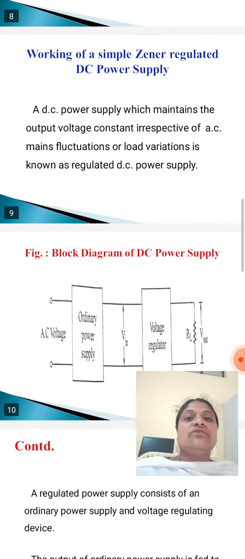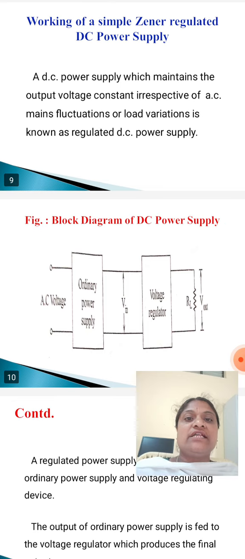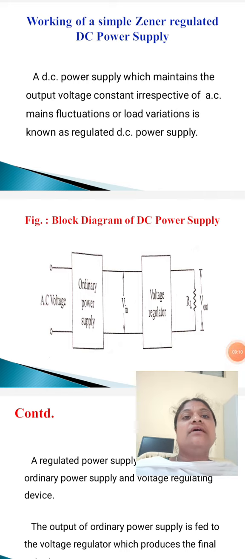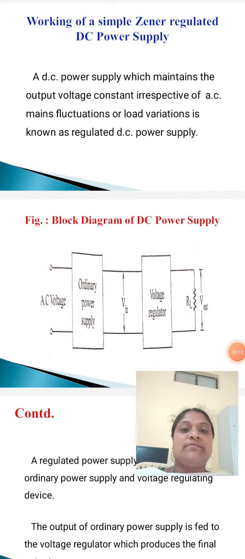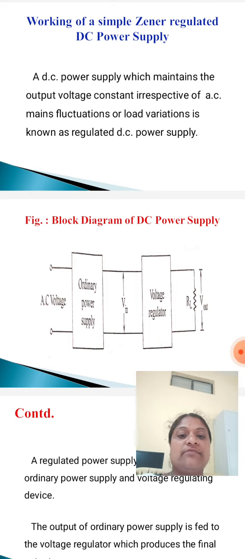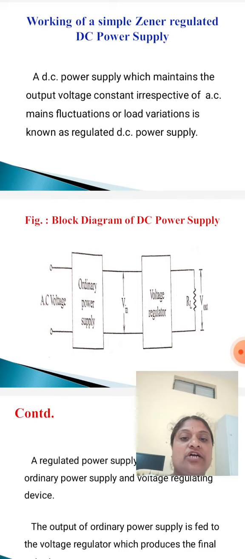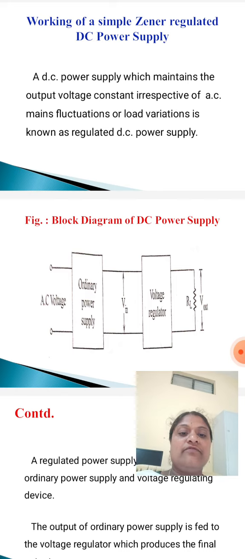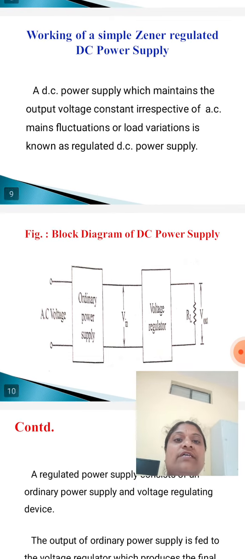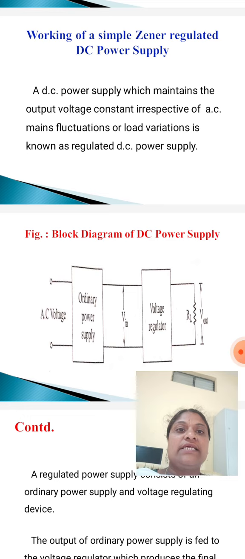Next, working of a simple Zener regulated DC power supply. This is the block diagram of the DC power supply. See this block diagram. It contains one ordinary power supply, one voltage regulator, and a load resistor also.